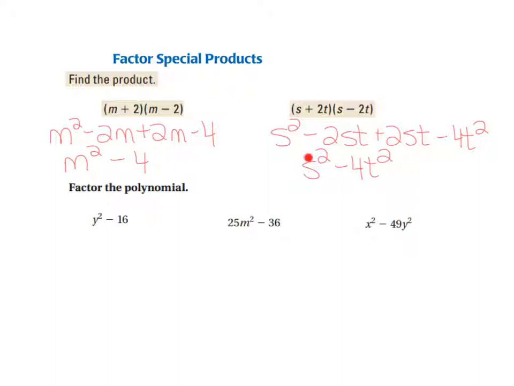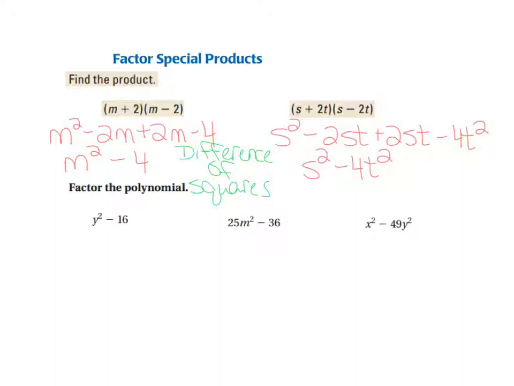Okay, same thing over here. S squared is a perfect square. S times s is s squared. 4t squared is a perfect square. 2 times 2 is 4. T times t is t squared. It's subtraction, so this is a difference of squares. So these two special binomials are called a difference of squares. So what we're going to be factoring is differences of squares.